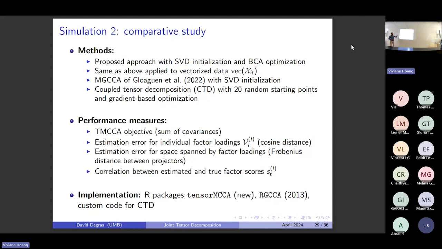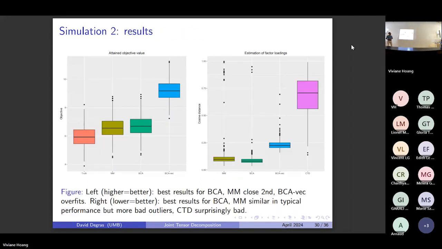The RGCCA, which is an old version, fixed a couple of bugs, but I haven't looked really under the hood if it's working as it should. There are more recent versions now that I will try later on, and we also have some custom code for the coupled CPD. So just a few pictures.